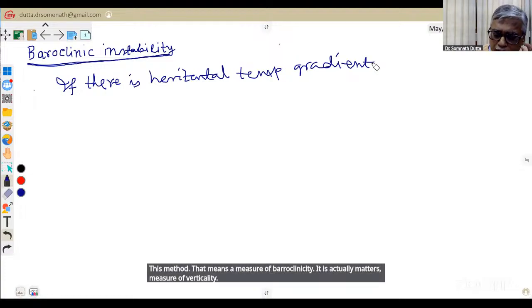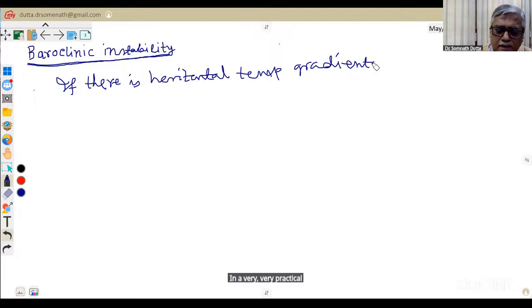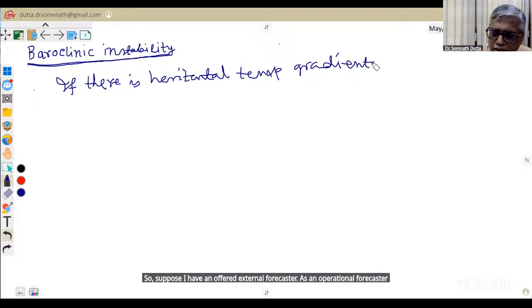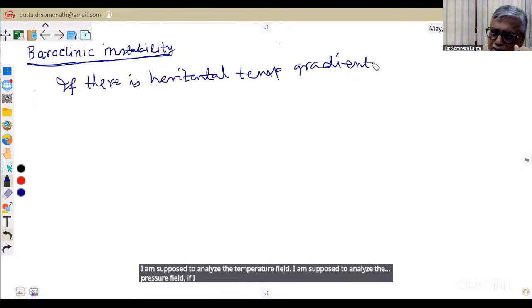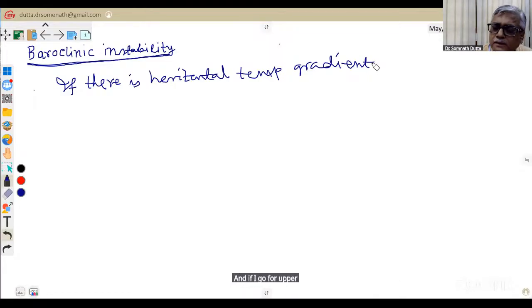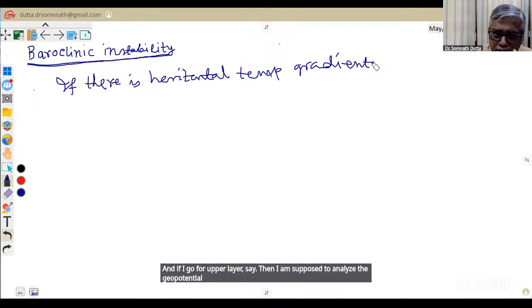And the measure of baroclinicity can be measured in a very practical way. Very simple thing. Suppose I am an operational forecaster. As an operational forecaster, every day I am supposed to analyze the temperature field. I am supposed to analyze the pressure field if I consider the mean sea level chart. And if I go for upper air, then I am supposed to analyze the geopotential field, that is geopotential height, and also the temperature field.